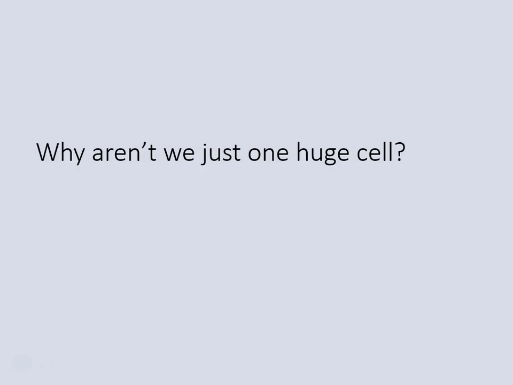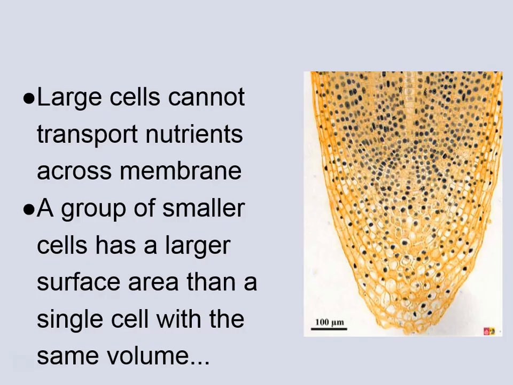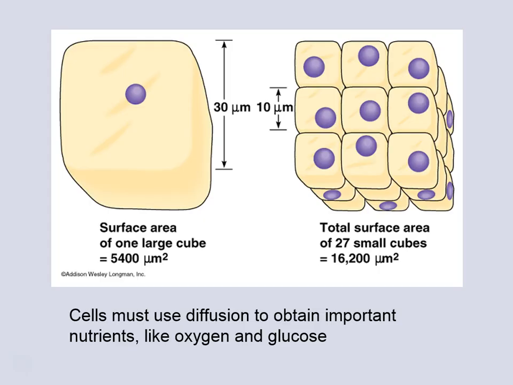You might ask why we aren't just one big cell. Why do you have to have lots of different cells? The idea is that large cells have issues with transport. As cells get bigger and bigger, it becomes more difficult to transport materials throughout the cell via diffusion. If you have lots of little cells, you have a lot more surface area than if you were just one big, huge cell. This allows for more efficient diffusion of nutrients like oxygen and glucose. It also allows cells to get rid of waste products more efficiently.